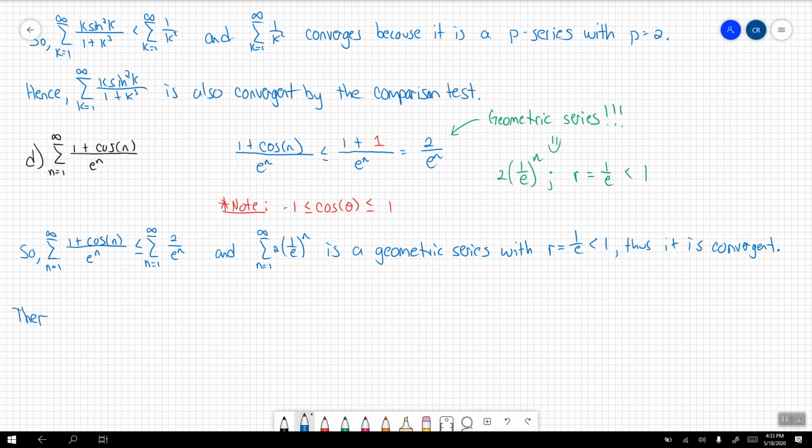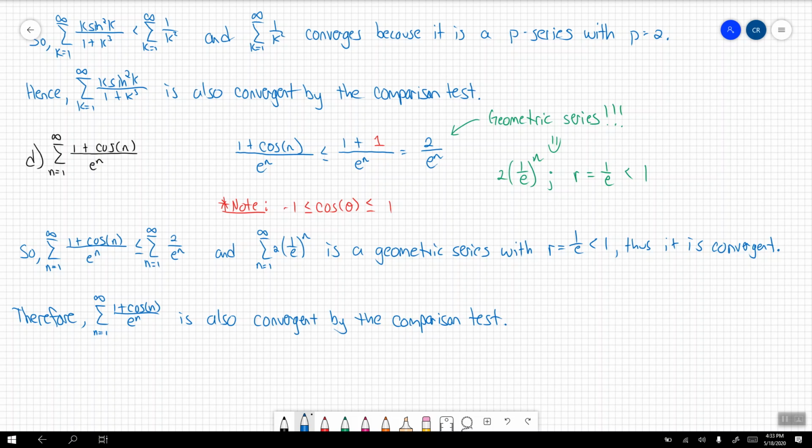Therefore, the original series that is in question here, cosine of n divided by e to the power of n, beginning at 1, is also convergent by the comparison test. And there we have it. That's all there is to it. That is how we're using the comparison test.